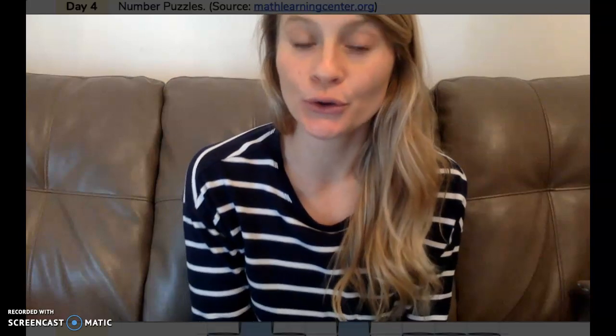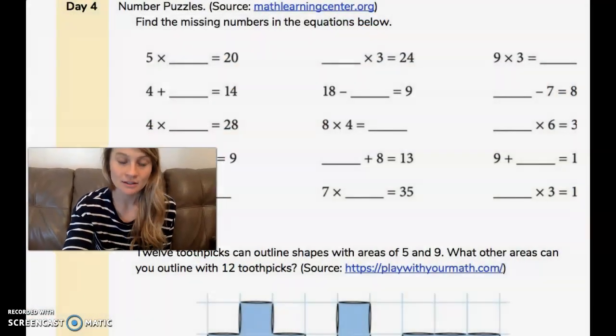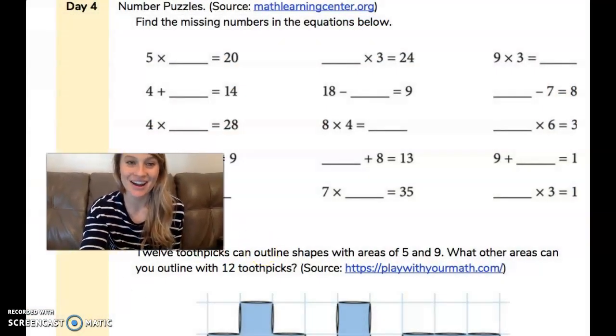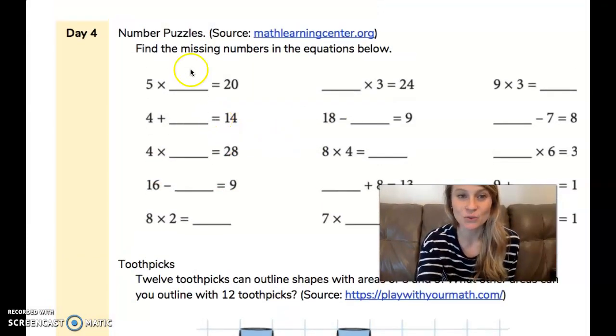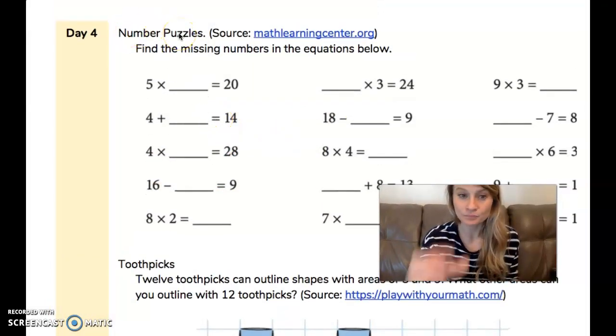Remember, yesterday we did day 3 and a little bit of day 2. So today is going to be day 4 of week 1 for our math. Let's take a peek at this. All right, for this one, oh, I love these. You are doing a number puzzle. Remember, we're going to do a few of these together.